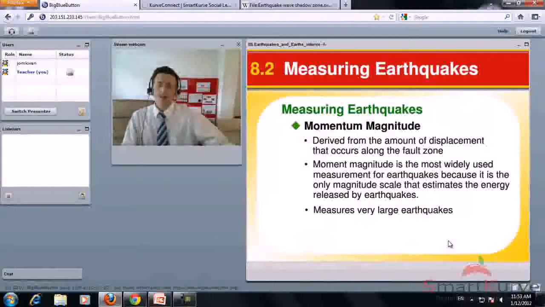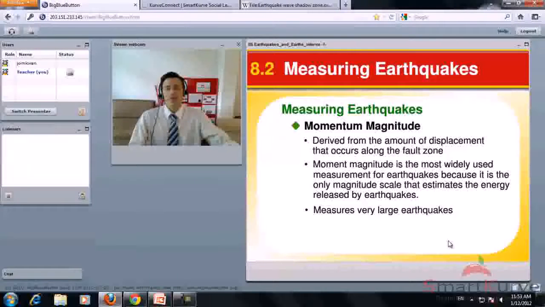The other way to do it is moment magnitude. We derive this from the amount of displacement that occurs along the fault zone. We saw earlier in all of those pictures where roads have been shifted or those fields had been moved. When we measure moment magnitude, we measure the magnitude by how much movement, not by the amplitude. Moment magnitude is the most widely used measurement because it is the only magnitude that estimates the energy released. And this is what we use to measure very large earthquakes.